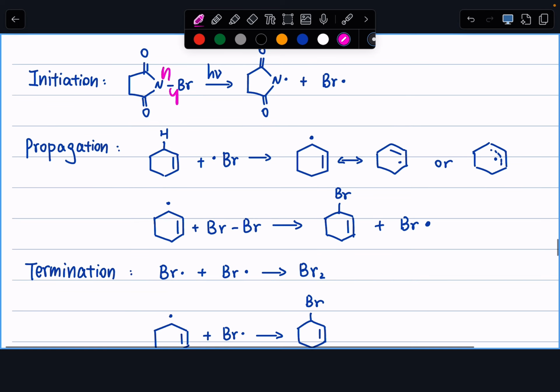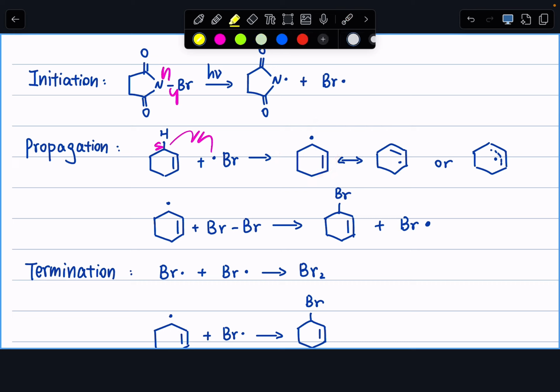In the propagation step, we have my cyclohexene. I write out one of the allylic hydrogens. You can write the other allylic hydrogens as well. In the propagation step, the electron in this C-H bond forms a new bond between the hydrogen and the bromine dot, and the other electron goes onto the carbon to form the allylic radical.